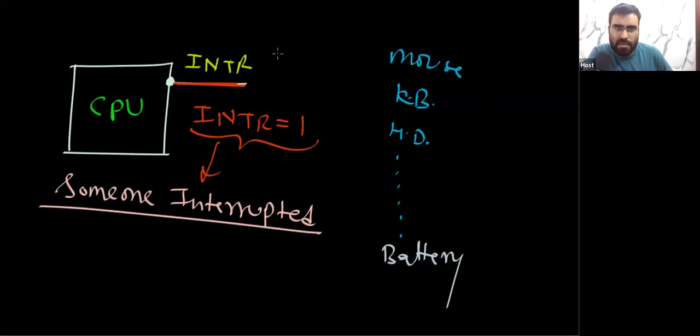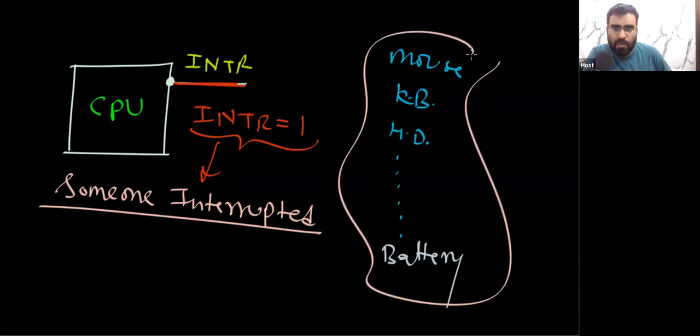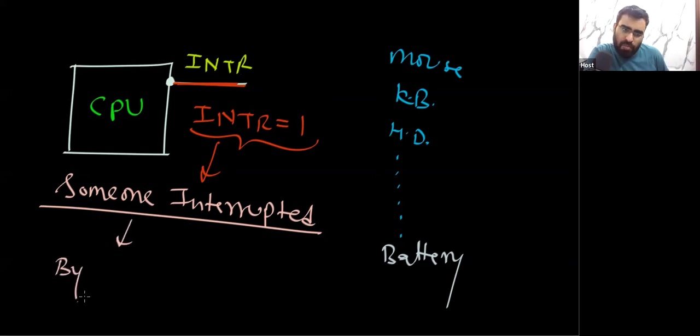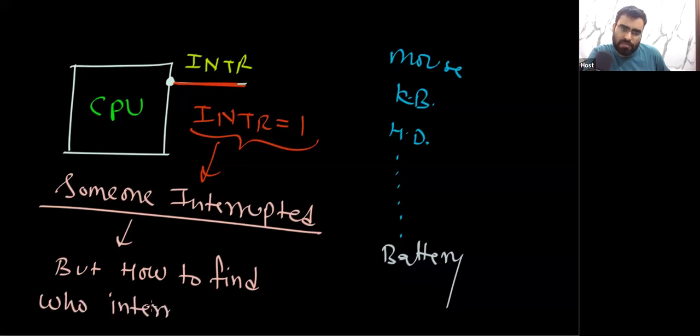There are many IO devices, but there is only one interrupt request pin. So this interrupt may have come from any of them. Maybe keyboard has sent the interrupt, maybe battery has sent the interrupt. On this pin, INTR equal to 1, the CPU knows that someone interrupted. But how to know who interrupted? Can you tell me the answer? Can anyone tell me the answer?